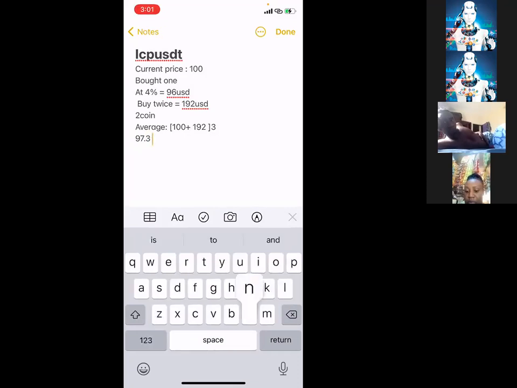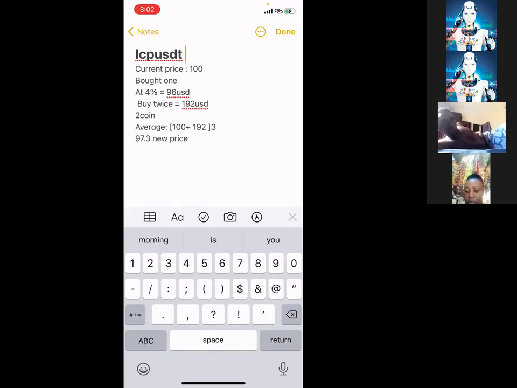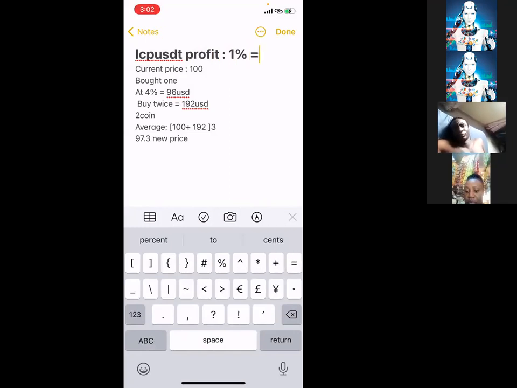Now, what does that mean? You are now in 3 positions. You have 3 coins now, okay? The market doesn't need to get to $100 before it can give you profits. So assuming your target profit was 1%. So that means you are saying if market gets to 101, it should close for you. Are you hearing me? What is the meaning now?